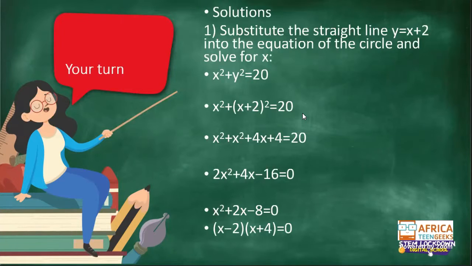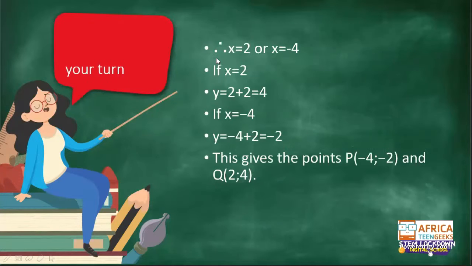All right. Now, we're going to look at the y. Once you know the x coordinates, you have x equal to 2 or x equal to negative 4. If x is 2, you'll have y equal to 2 plus 2, which is 4. If x is negative 4, you'll have y equal to negative 4 plus 2, which is equal to negative 2. So it gives you the point P, which is (negative 4, negative 2).